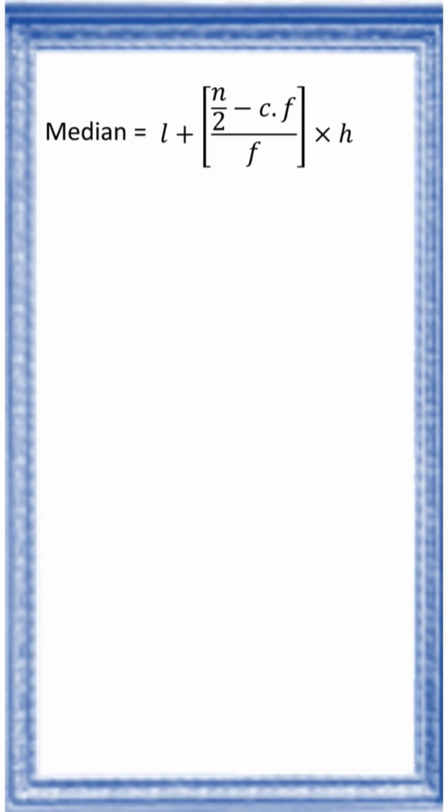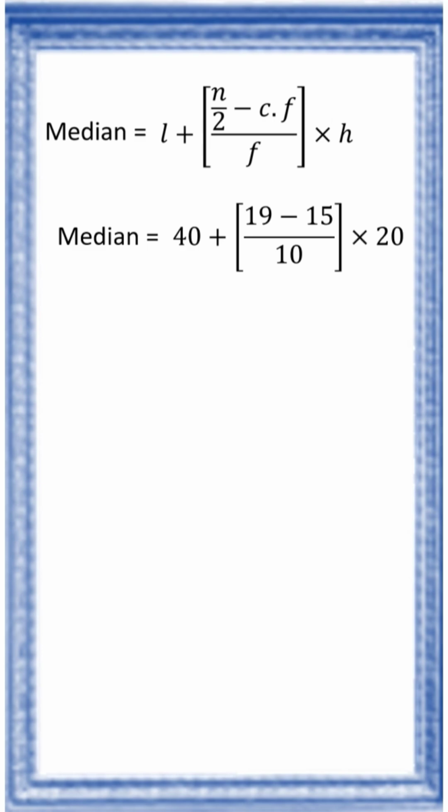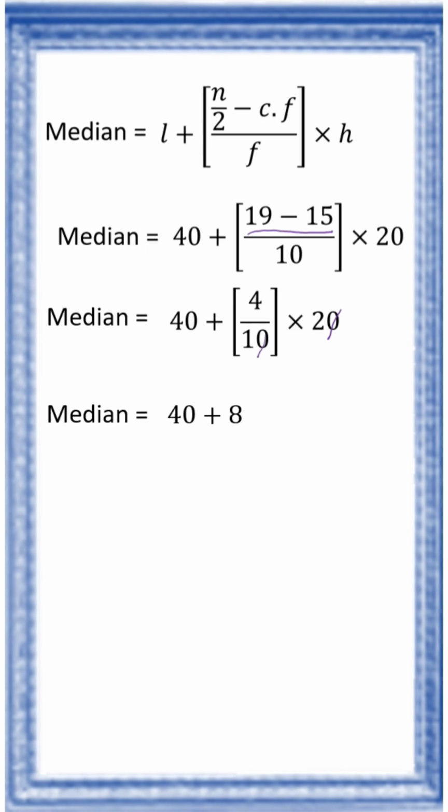Now let us substitute the values in the formula. You have to write the formula very correctly. Median is equal to, I have substituted all the values here. 19 minus 15, what is it? 4. Now 4 into 2 is 8. Median is equal to 40 plus 8, that is equal to 48.